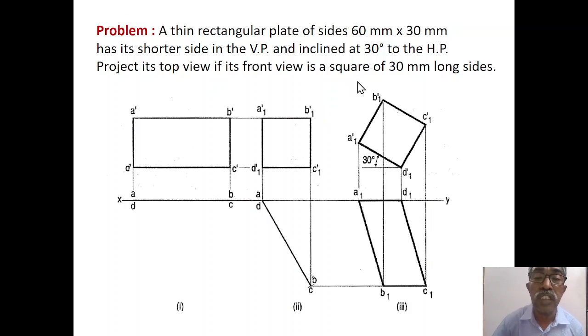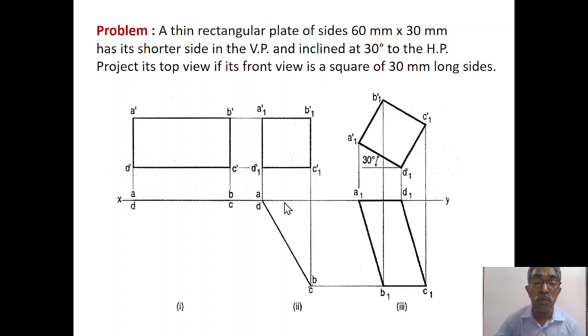Here the square is the reduced figure and it is appearing in the front view, which means the plane is inclined to the vertical plane. Though the inclination is not given, here you have to decide, instead of the surface inclination being given directly.